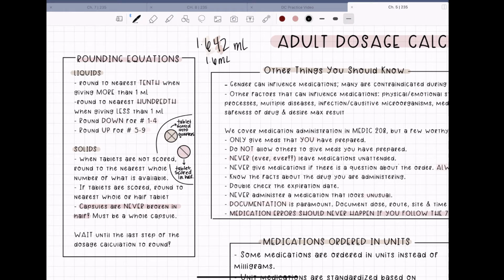Now, say that this was 1.672 mL, right? Again, it's over 1, so we're looking at the tenth position here. But this number in the hundredth position is over 4. It's 5 or higher. And so we are going to round up. So the answer for this rounding would be 1.7 mL. So hopefully that makes sense.